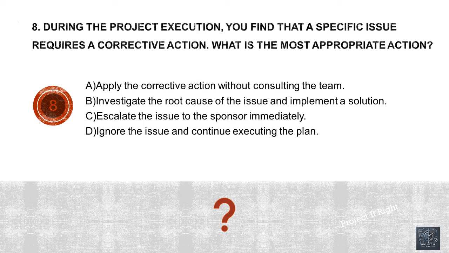8. During the project execution, you find that a specific issue requires a corrective action. What is the most appropriate action? A. Apply the corrective action without consulting the team. B. Investigate the root cause of the issue and implement a solution. C. Escalate the issue to the sponsor immediately. D. Ignore the issue and continue executing the plan.